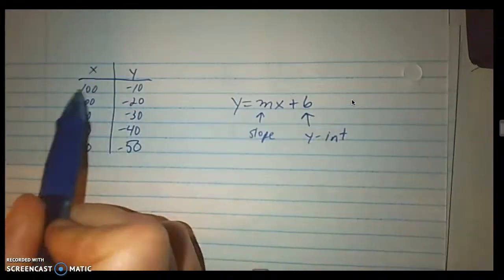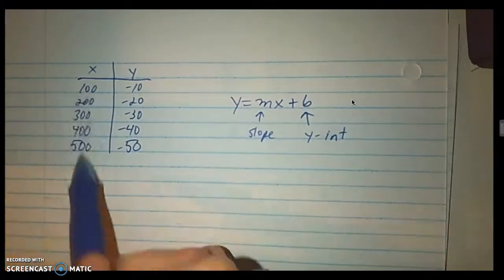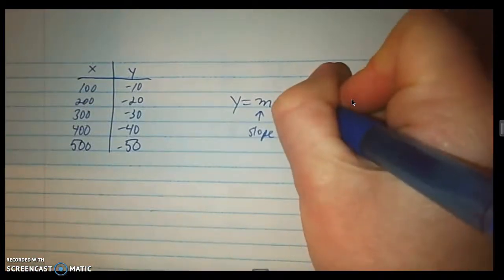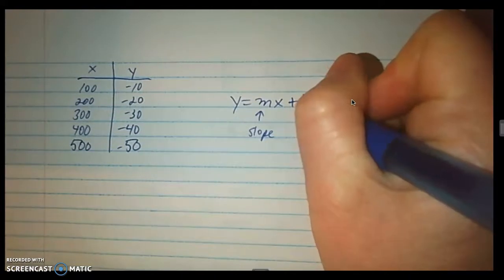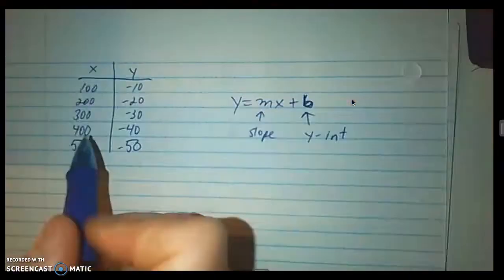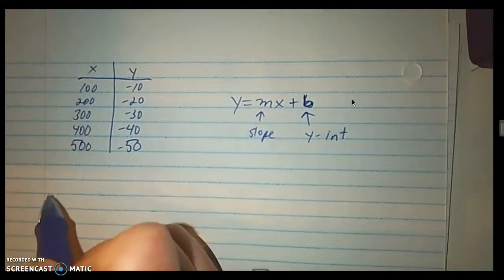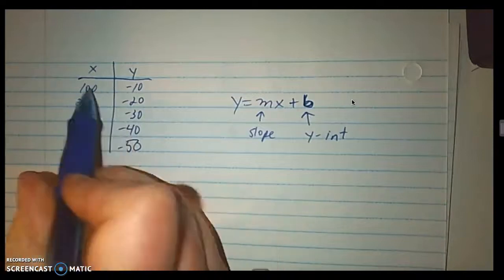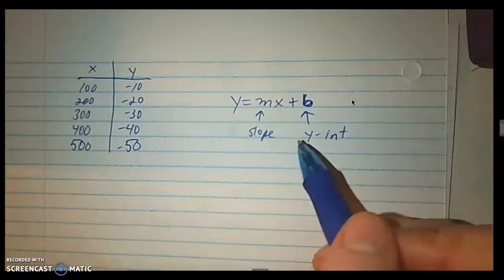Now, if you have a row on your table where x is 0, so like if one of these numbers here was 0, that would tell you your y-intercept right away. You wouldn't need to do any other math to figure it out. Unfortunately, this particular table doesn't have a 0 row, but I can use patterns to figure out what y would be when x is 0, rather than having to do it algebraically.